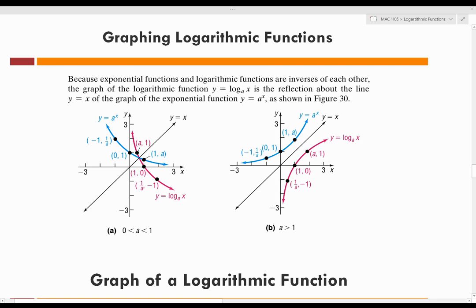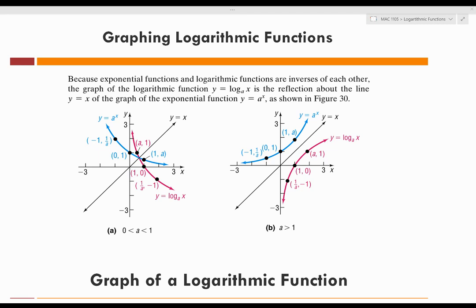All right, you guys, let's continue our discussion on logarithmic functions. Now we're going to be looking at the graphs of our logarithmic functions. Because exponential functions and logarithmic functions are inverses of each other, the graph of the logarithmic function y equals log base a of x is the reflection about the line y equals x of the graph of the exponential function y equals a to the x, as shown in this figure.